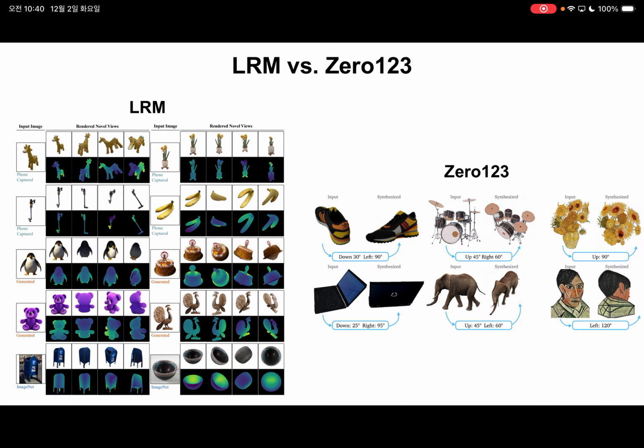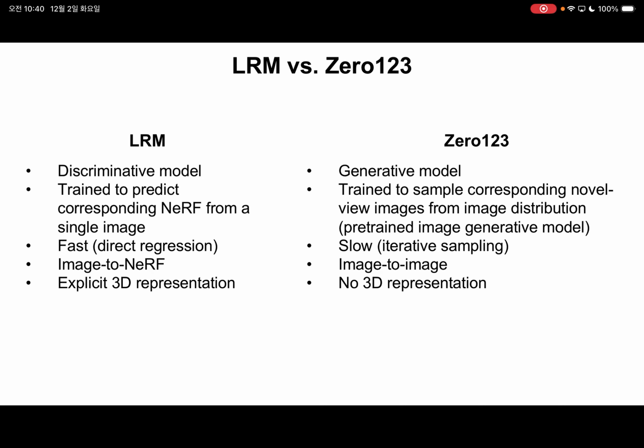The task seems very similar, Zero-1-to-3, DreamFusion, LRM, very similar. But the approach is very different. LRM is a discriminative model, not a generative model. It is trained to predict the corresponding NeRF from a single image. So it's very fast. We just need a single feed-forward pass using a neural network. And the input is an image, and the output is NeRF. And it is based on explicit 3D representation, NeRF, right? NeRF is implicit, but it utilizes some 3D structure inside of its model.